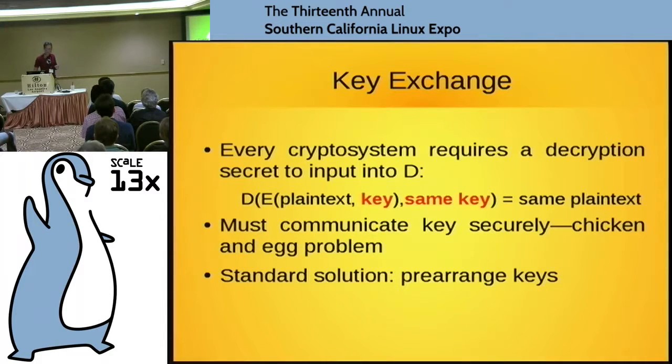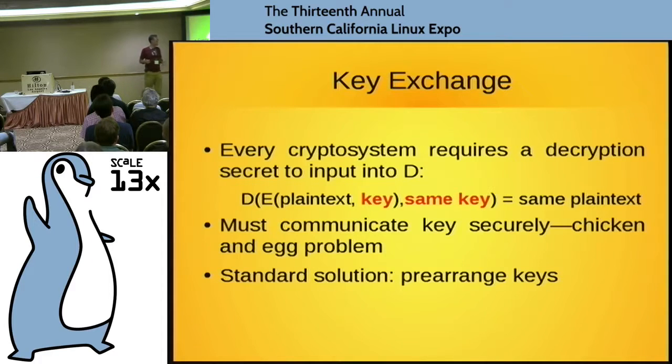So let's take a look at this. First of all, let's look at key exchange. I told you every crypto system requires a decryption secret, yes? Okay. So we have to satisfy this identity, and both the encryptor and the decryptor have to know this secret, right? So that means that you have to communicate the key between two people. And that's kind of a chicken and an egg problem, because you have to do that securely. If you can communicate securely, don't use the cipher. Send your message that way, yes?